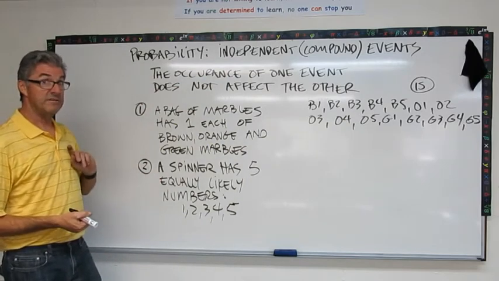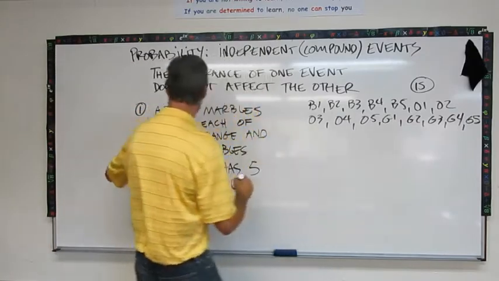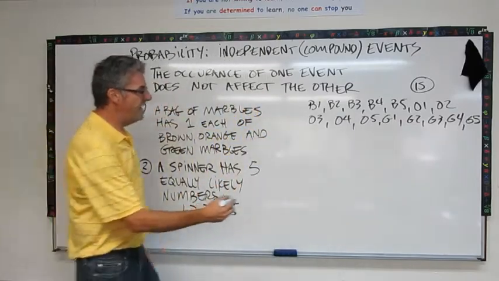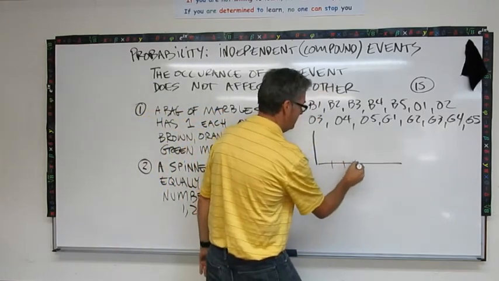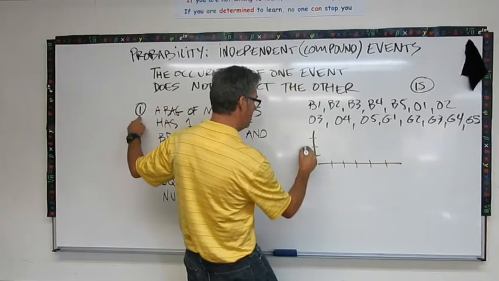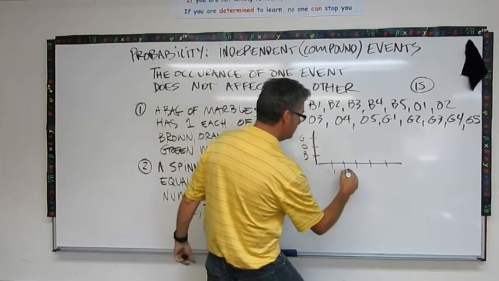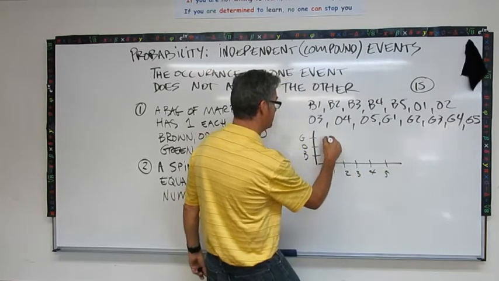Now make a grid. Okay, let's see how you did. This is going to be a 3 by 5 grid. So I'm going to go brown, orange, green, and 1, 2, 3, 4, 5. And then I get a dot for each one.